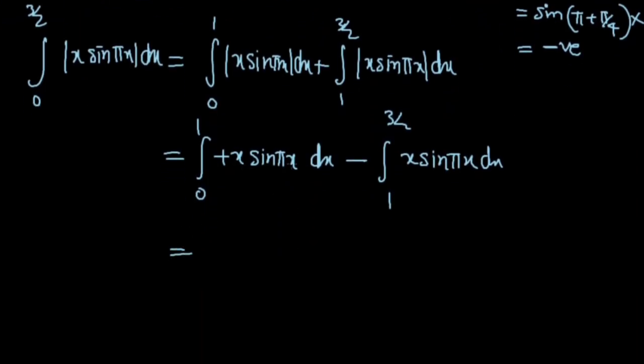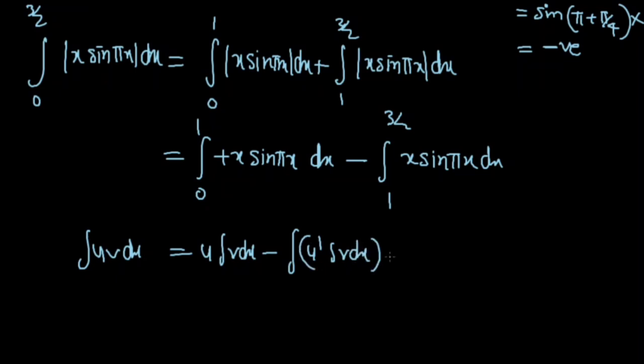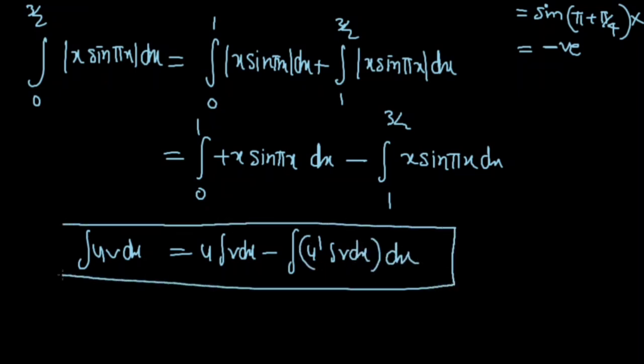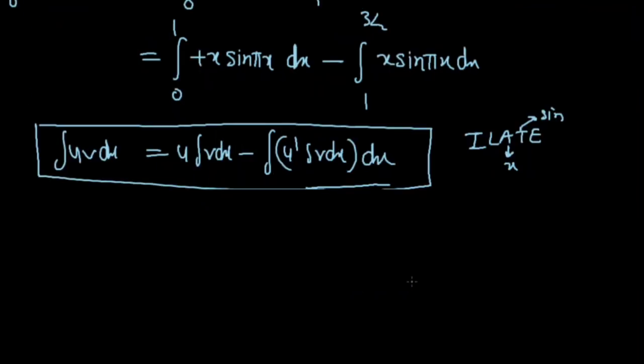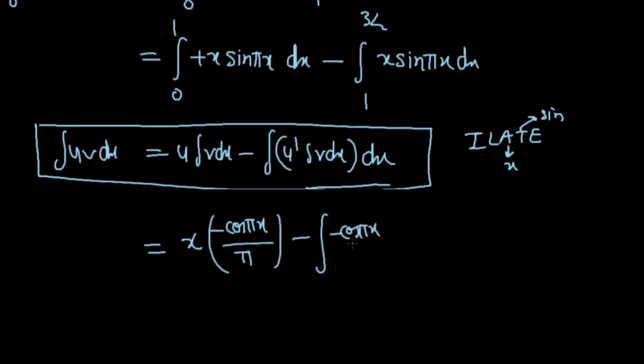Now we integrate directly here, using integration by parts. The integral of uv dx is u times the integral of v dx minus the integral of u' times the integral of v dx, whole dx. This is the by parts formula. According to the ILATE rule, x is algebra, T is trigonometry, so u = x. The integral of v dx, the integral of sin πx, is minus cos πx divided by the coefficient π. Then minus the integral of u' = 1 times the integral of v dx, which is minus cos πx divided by π, dx. The limits are 0 to 1.